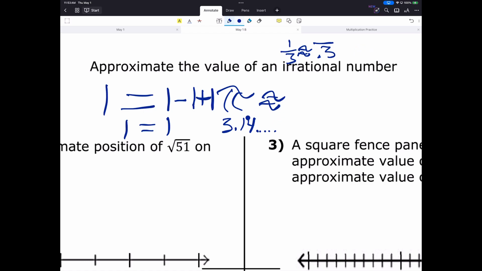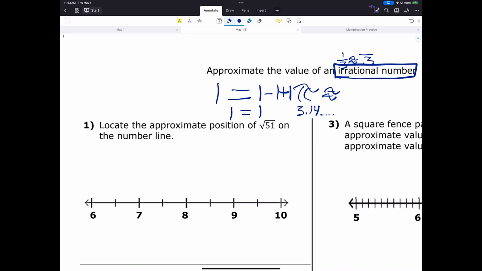So in pi, 3.1415, etc., it does not repeat. It goes on and on and on. That's what an irrational number is. An irrational number is a number that does not repeat and does not terminate. Okay, so remember, the keyword here is approximate, more or less, right?